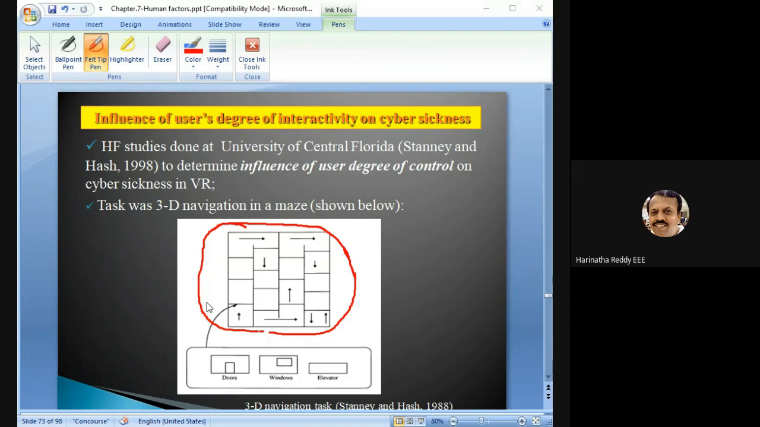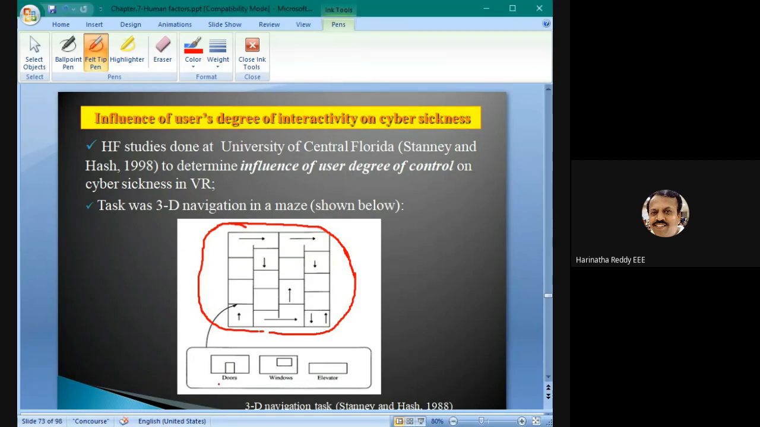Is it clear? So the task that is taken by Stanley and Hash is nothing but navigation through a virtual maze. That navigation can be done through windows or through doors or using elevators. Actually, three concepts: this is one door, this is windows and elevator. Is it clear? So for this task, 29 subjects were taken. Out of these 29 subjects, 14 are male and 15 are female students. Is it clear?